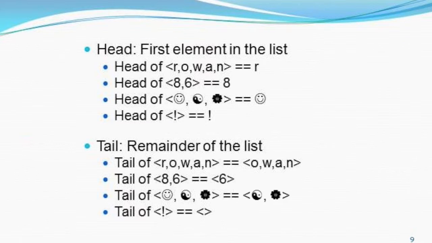The tail is everything else, and the tail is also a list. So the tail of Rowan here is the Owen. The tail of 8, 6 is 6. The tail of this weird stuff is everything but the first weird thing. And the tail of this list that only has one element in it is the empty list.